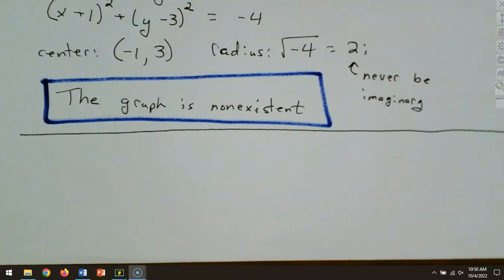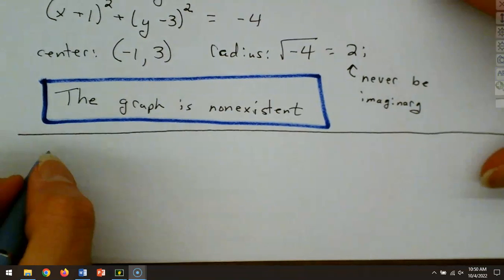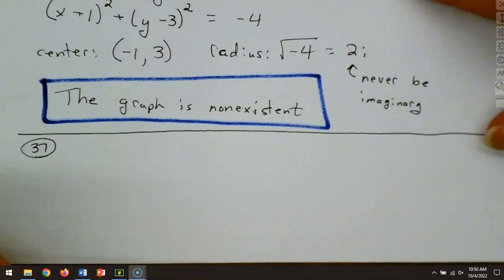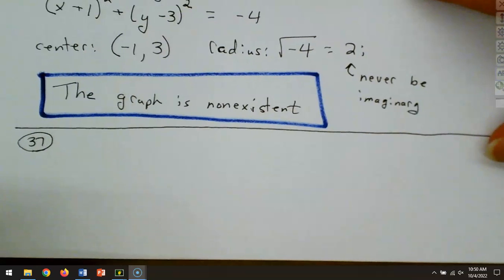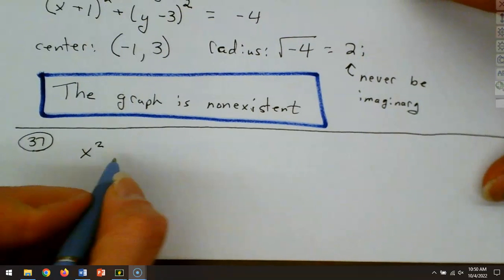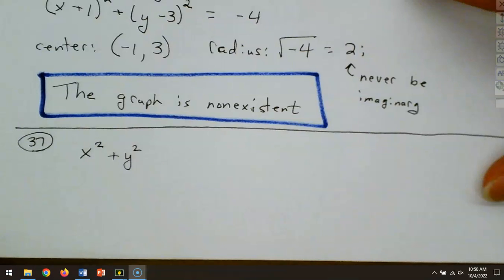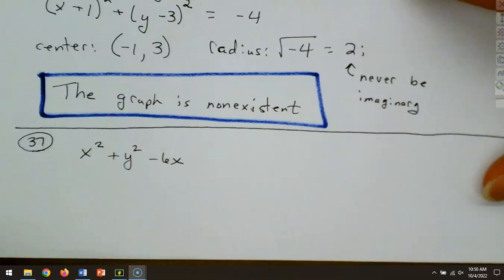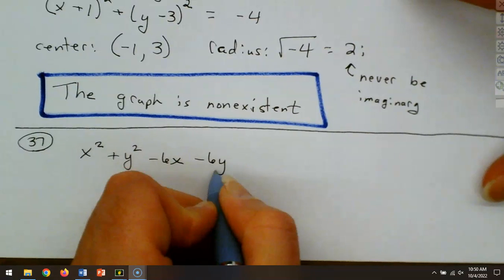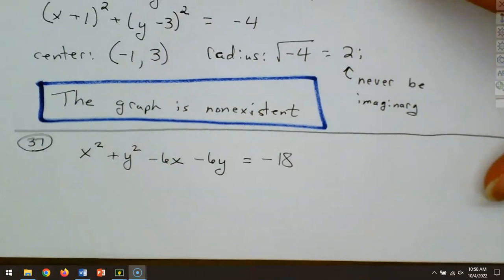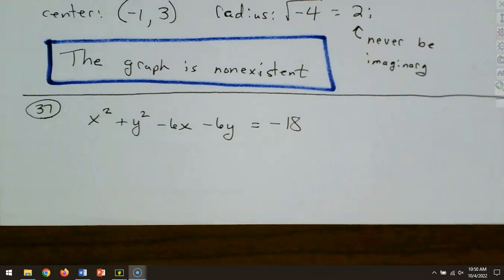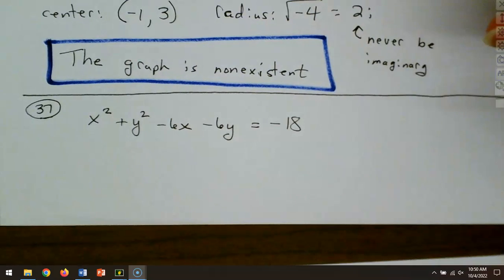37. Let's look at question 37. I'm again going to move that 18 over. So we've got x squared plus y squared, we have a minus 6x, a minus 6y, and I'm going to move that 18 over. Now we complete the square on the x part and the y part.